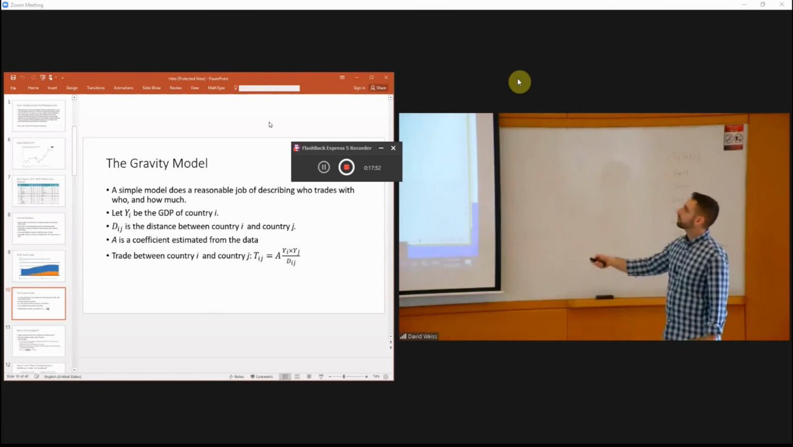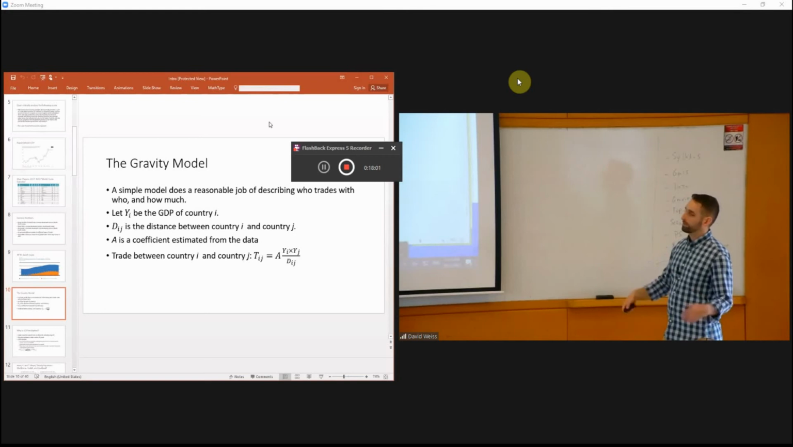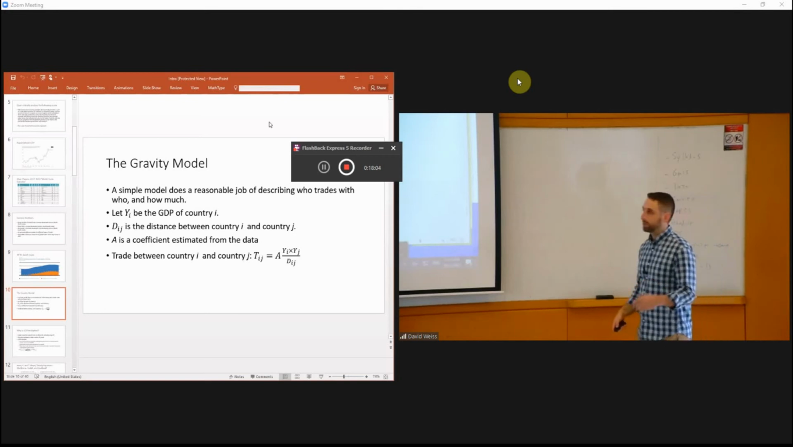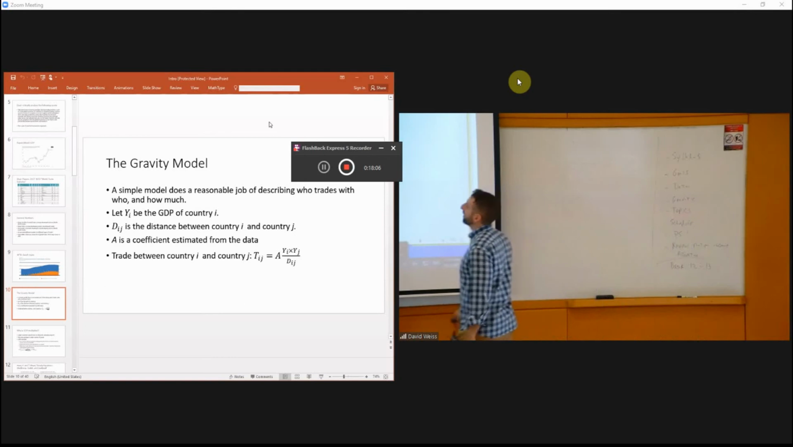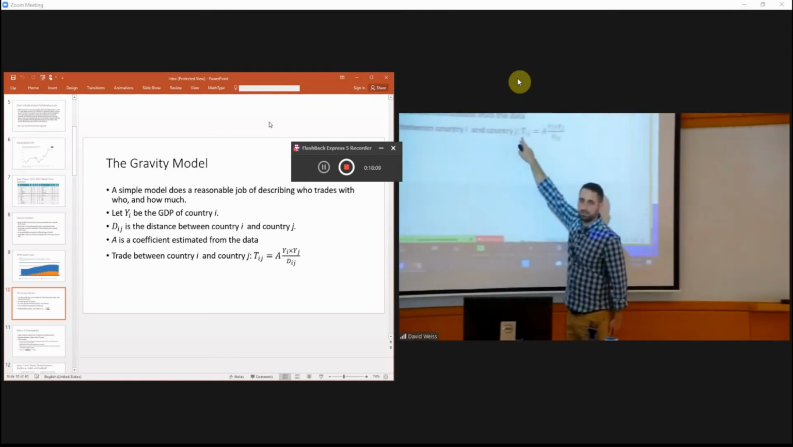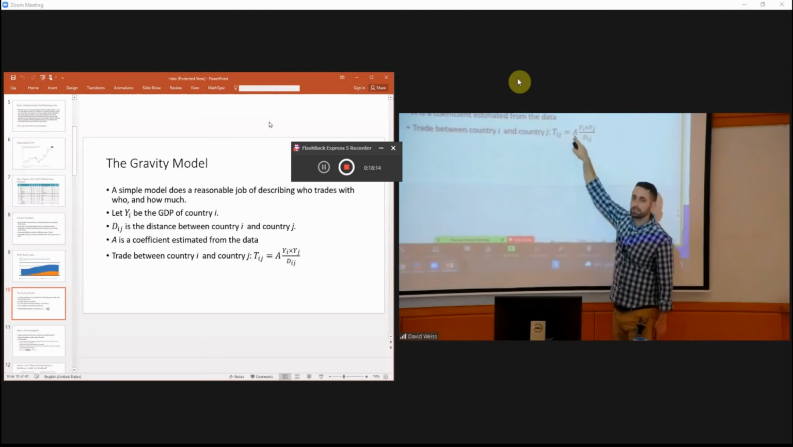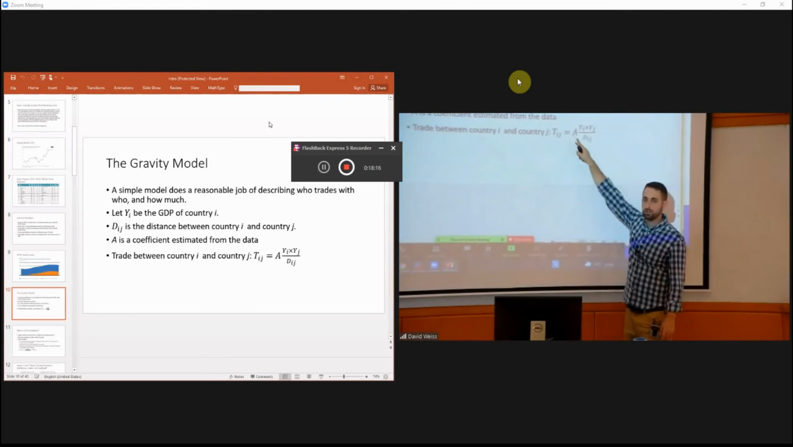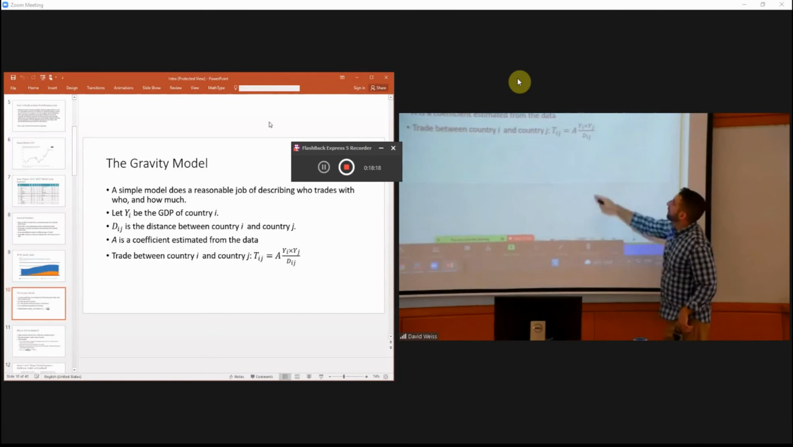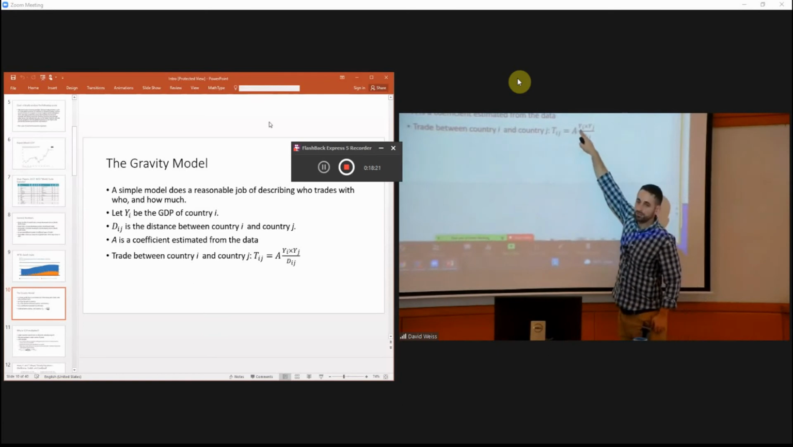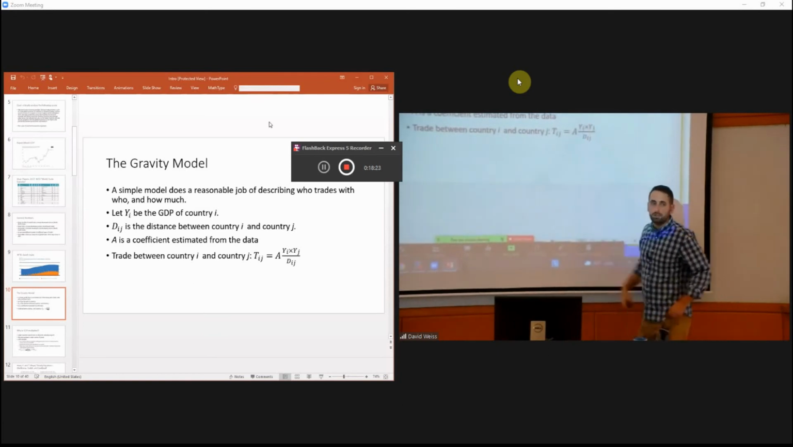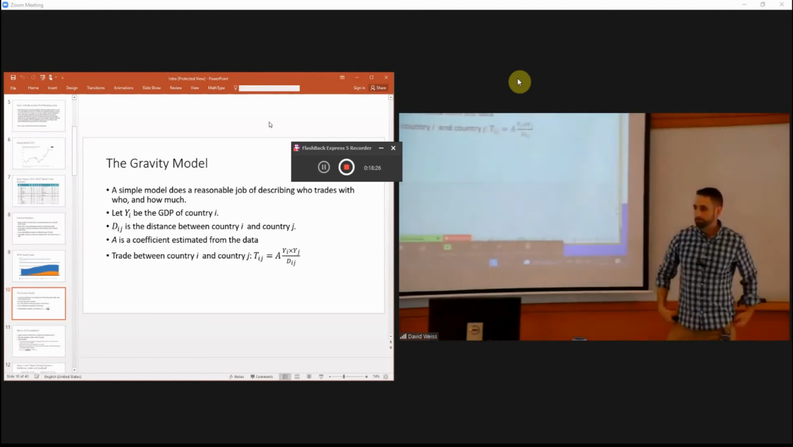Yi is going to be the GDP of country i. Dij is the distance between country i and country j. And a is just some number estimated in the data. It's just a constant. So the gravity model says the amount of trade, T, between country i and country j is going to be approximately equal to this coefficient times the product of the GDP of both countries divided by the distance between them.